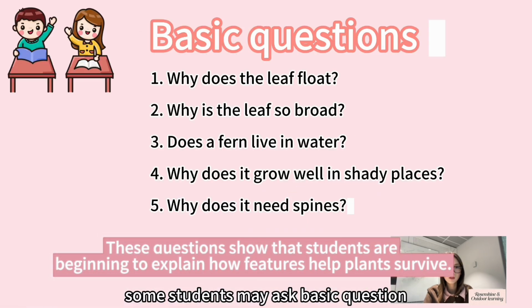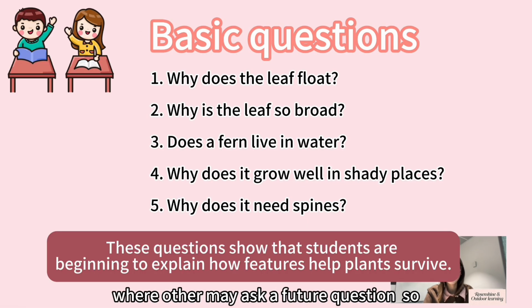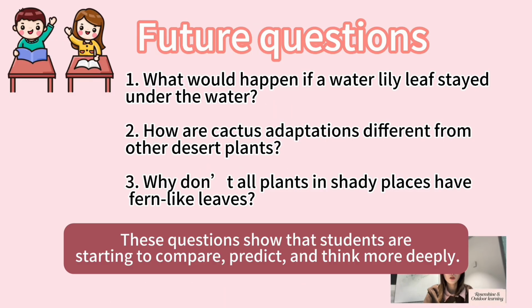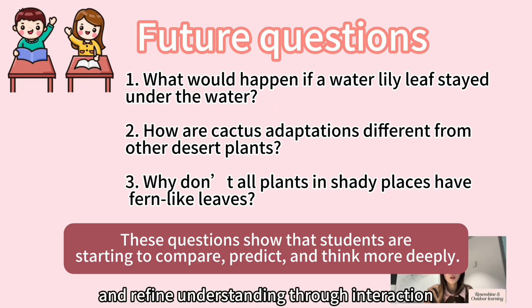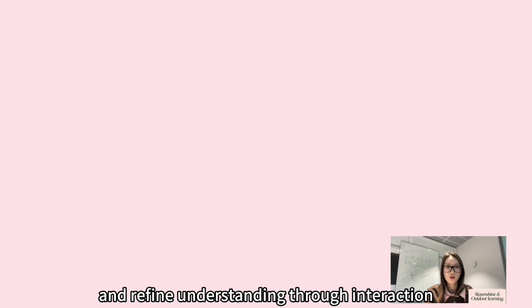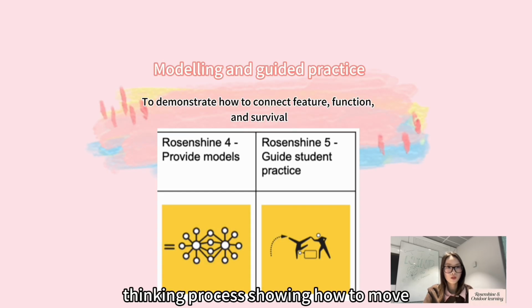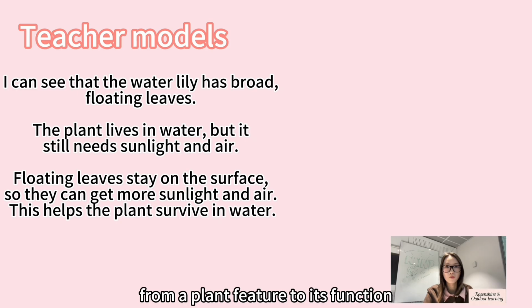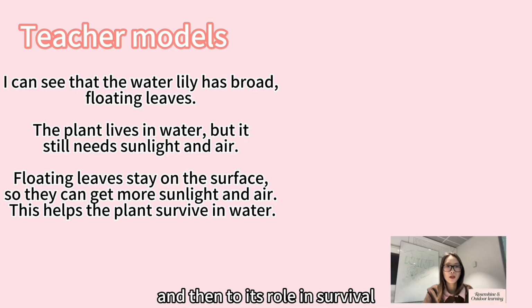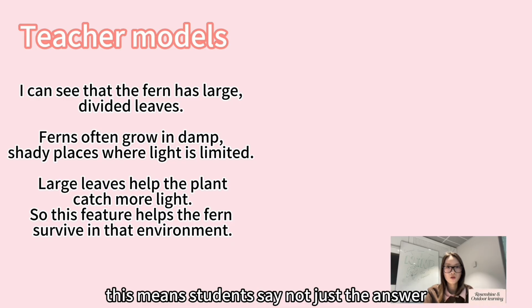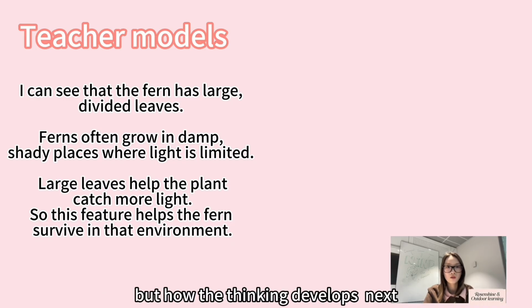Some students may ask a basic question, while others may ask a further question. So this part is not a one-way examination, but a process of checking and refining understanding through interaction. In this stage, the teacher first models the thinking process, showing how to move from a plant feature to its function, and then to its role in survival. This means students see not just the answer, but how the thinking develops.